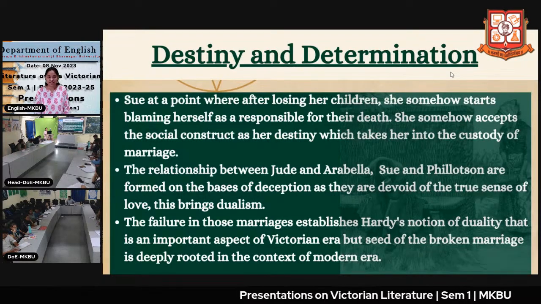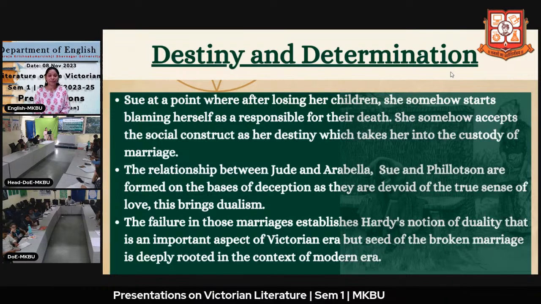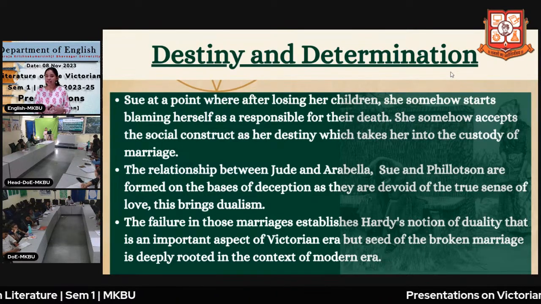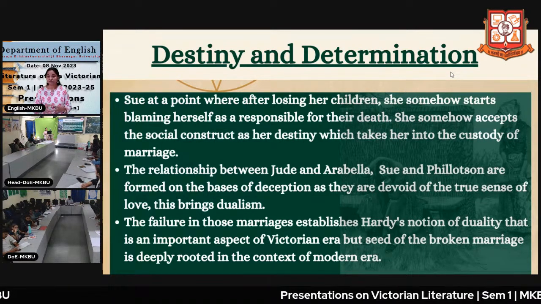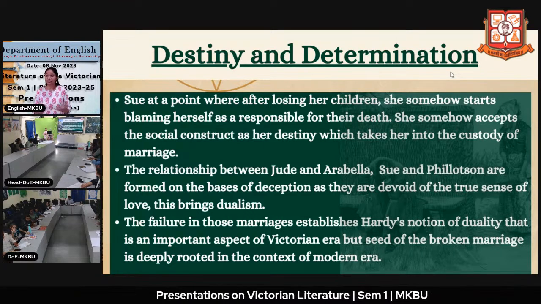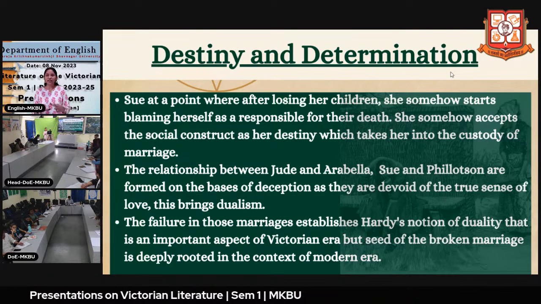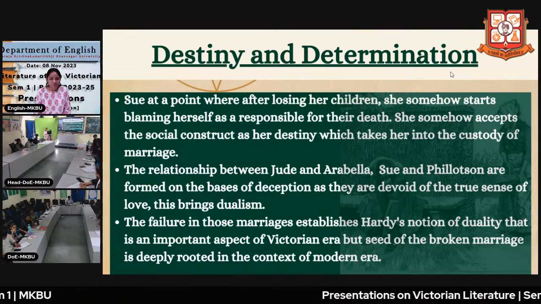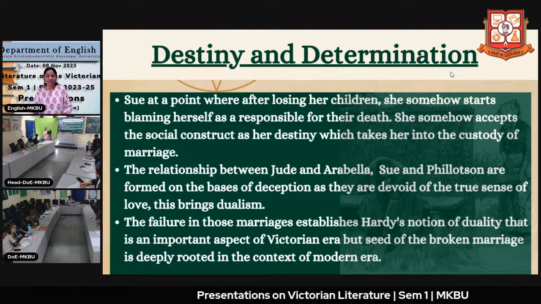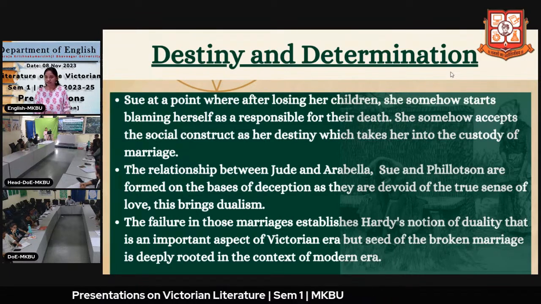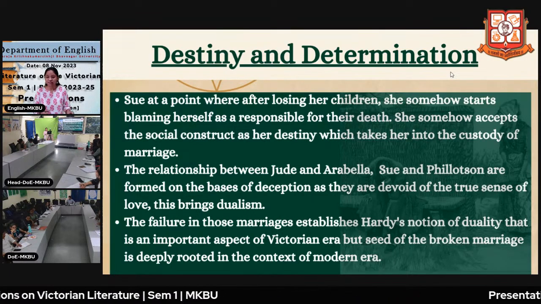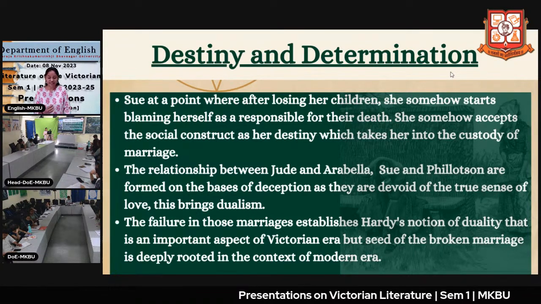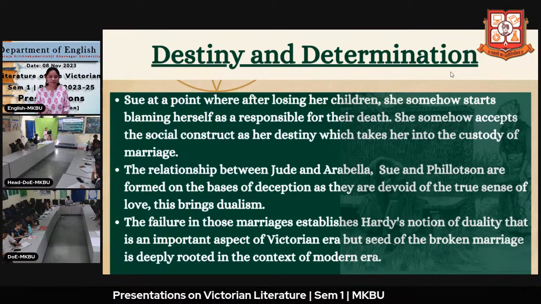Destiny and determination. At a point after losing her child, Sue felt there was nothing left, because she thought she had not been following religion, and that this is why all this was happening. We can see their life is full of tragedy and hardship. Somehow she starts blaming herself as responsible for the children's death and everything. She accepts the social construct as her destiny, which takes her into the custody of marriage.